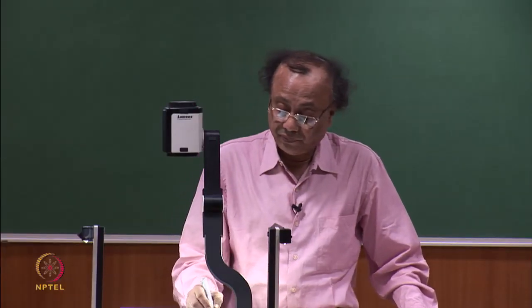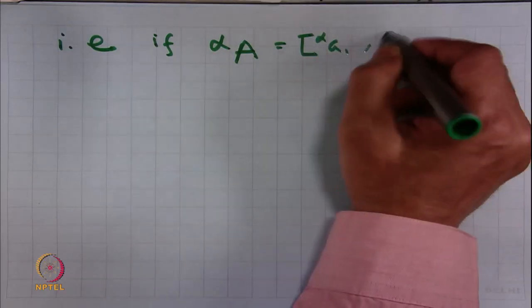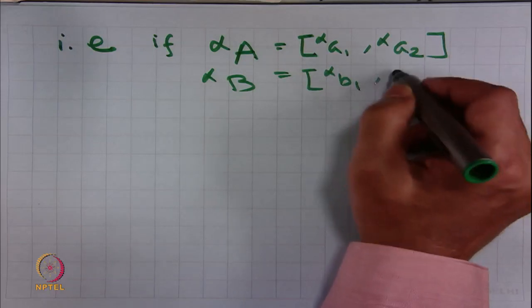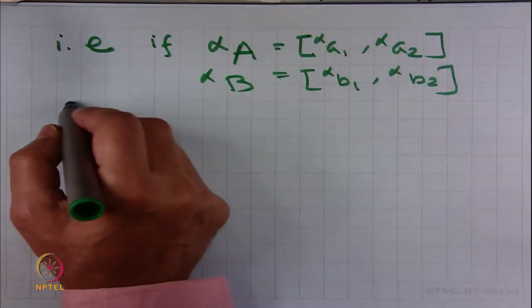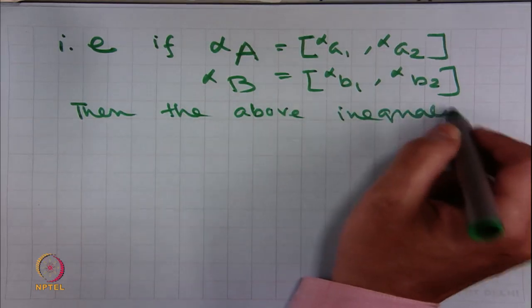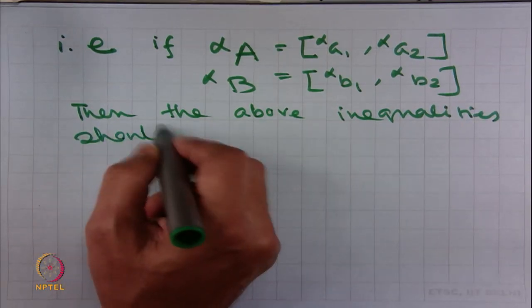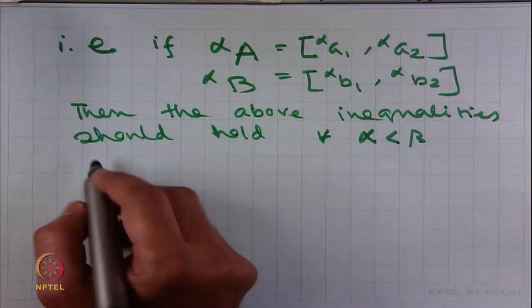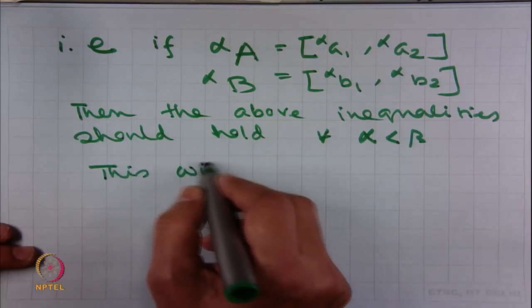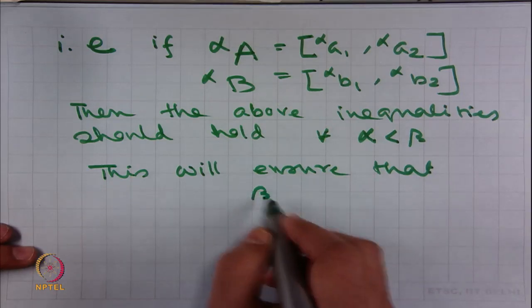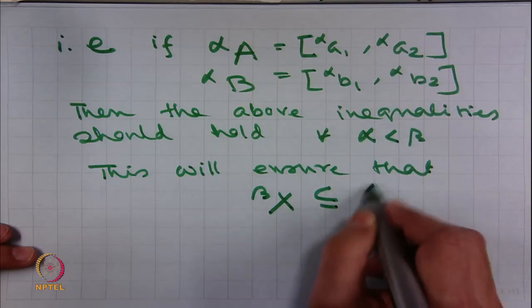That is, if alpha cut of A is equal to alpha cut A1 comma alpha cut A2 and alpha cut of B is equal to alpha cut of B1 comma alpha cut of B2, then the above inequalities should hold for all alpha less than beta, because this will ensure that beta cut of x is contained in alpha cut of x.